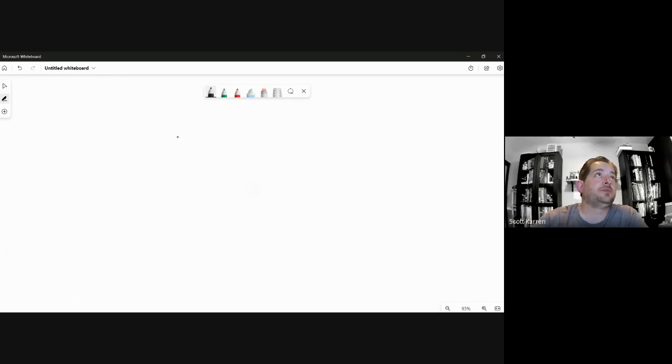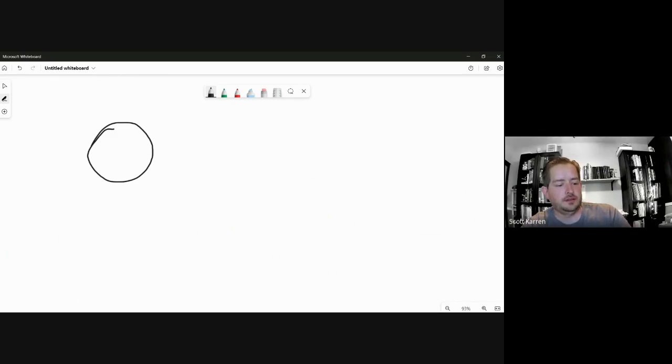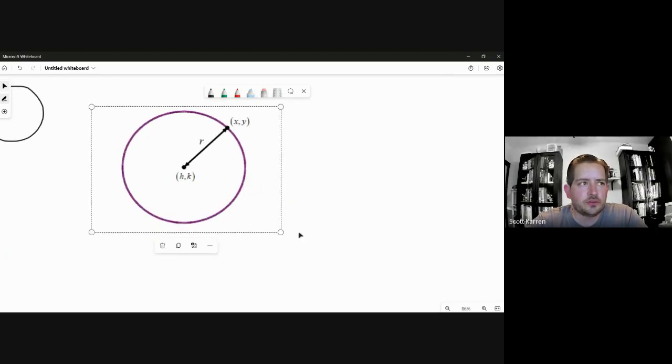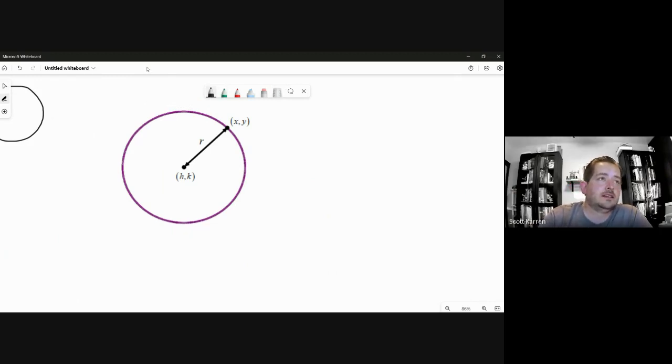Okay, so there's no way in hell I'm ever going to draw a circle. It's lumpy, but here we go. Let's just steal one. There's a circle, and I just drew on it. There's a circle, right? We all know what a circle is. It's that. But the mathematical definition of a circle is this.